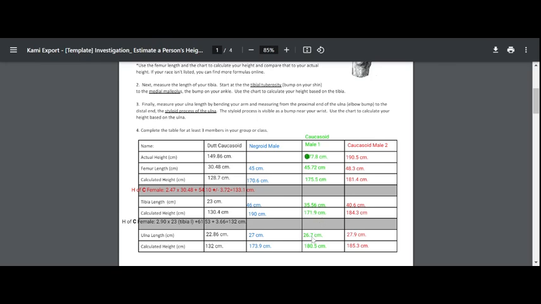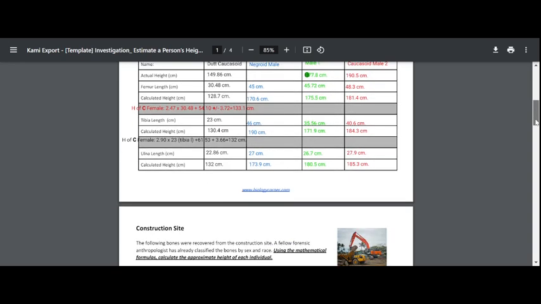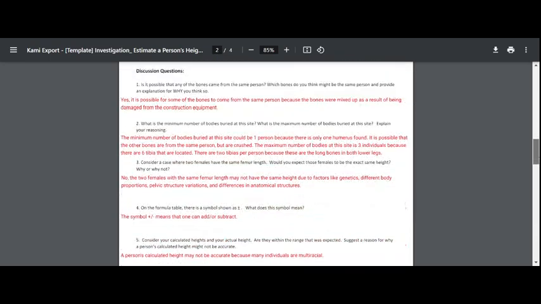And then for the ulna length, we have 26.7 centimeters. Okay, and the calculated height from that is 180.5 centimeters. So again, this is also very close. The 180.5 centimeters is very close to 177.8 centimeters. Okay, so now let's take a look at how we calculated that in green.